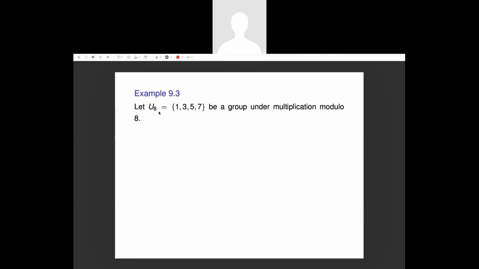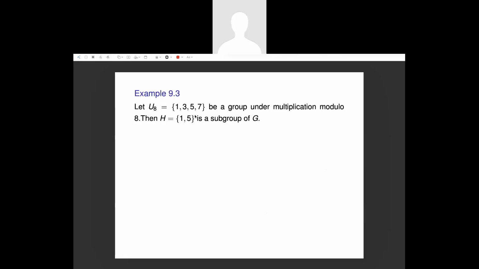You note that we have to prove that U8 is a group under multiplication modulo 8. Now we take a subgroup H equal to {1, 5}. H equal to {1, 5} is a subgroup of G. Why is it a subgroup of G? You just check 1 into 1 is equal to 1, 1 into 5 is equal to 5, and 5 into 5 is equal to 25, which divided by 8 leaves what?